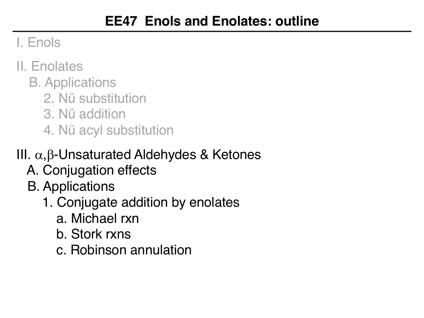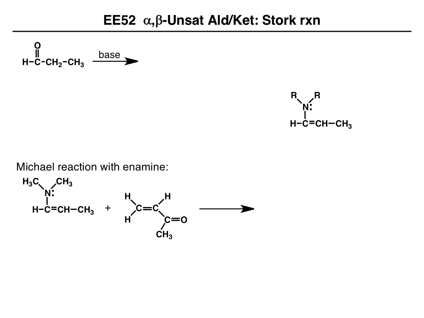In this video, we'll be looking at a second example of conjugate addition by enolates, although this is kind of a variation on that theme, but we will be looking at Stork reactions. All right, let's think about the generation of an enolate. So if we have this aldehyde and we treat it with the base, it is going to grab off one of these protons, and we form this enolate.